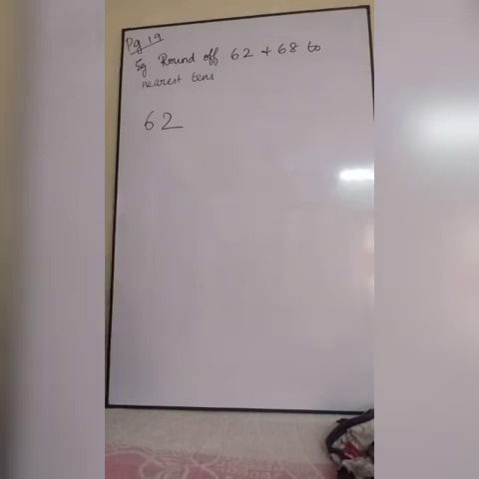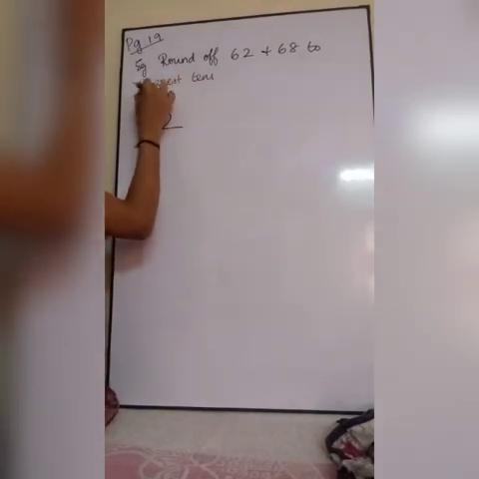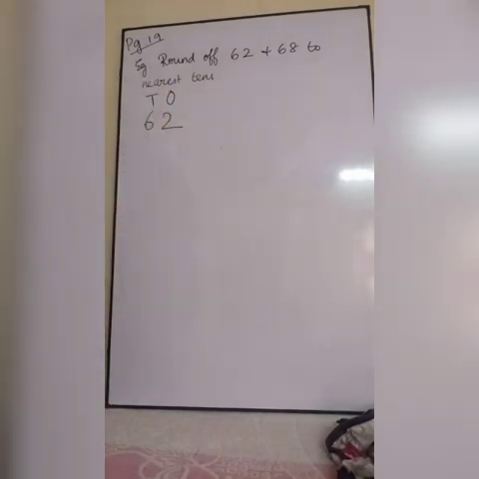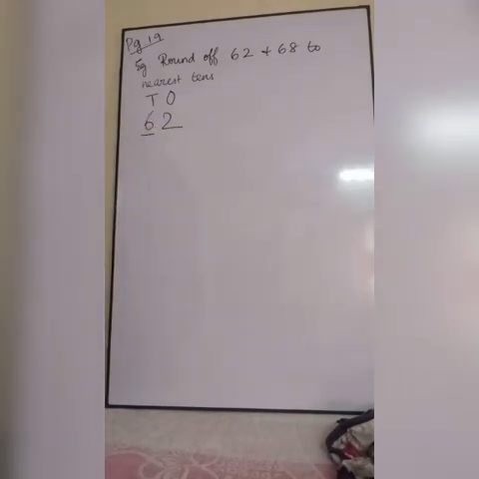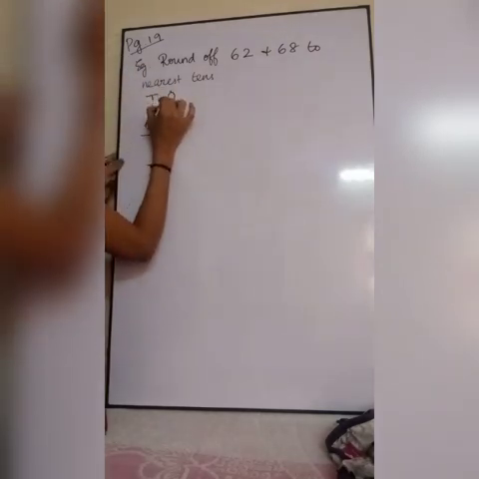So first we should write the place values. Okay, just keep it in your mind. Ones, tens. Just write the place value above this number. So what is your tens place? 6. Because here you are going to round off to nearest tens. So you underline tens. Then you should check the ones place.